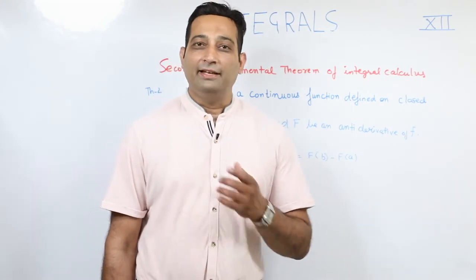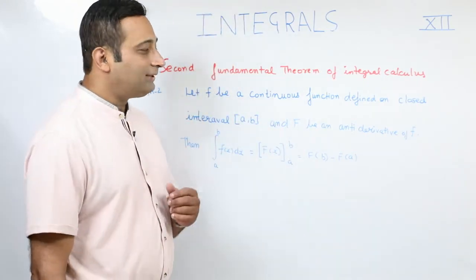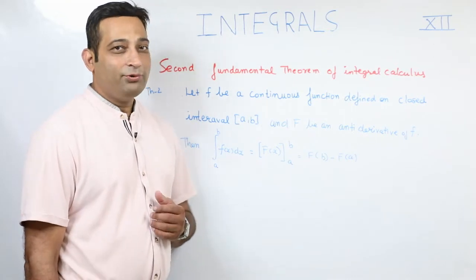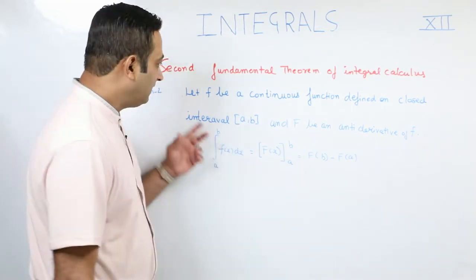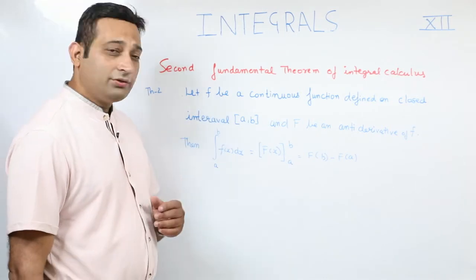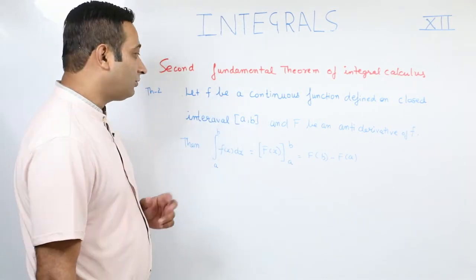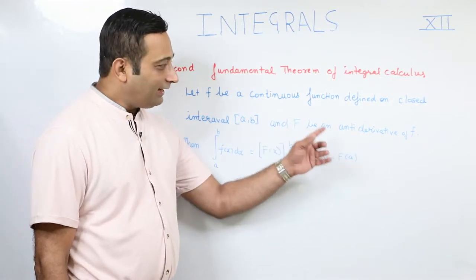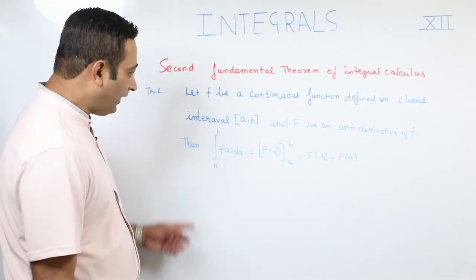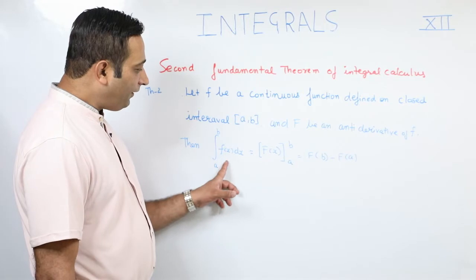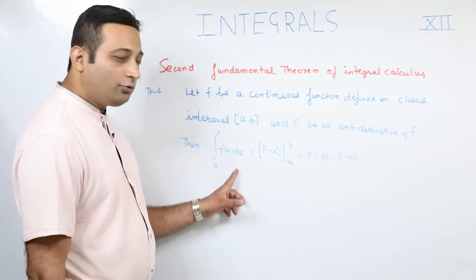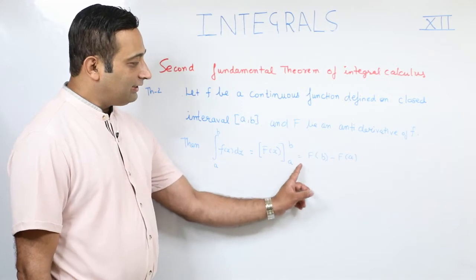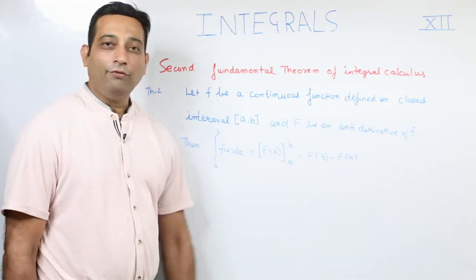Dear students, let us discuss the second fundamental theorem of integral calculus. This is also called as a backbone of definite integrals. Let f be a continuous function defined on closed interval a to b and capital F be an antiderivative of small f, then integral of f of x from a to b is equal to F of x from a to b is equal to F of b minus F of a.